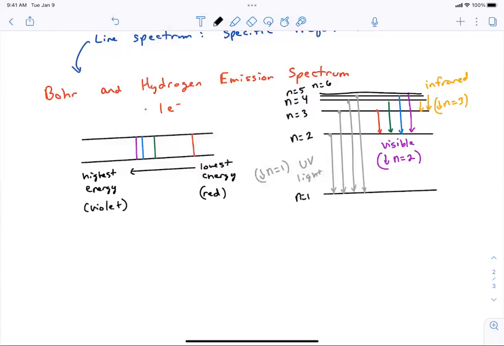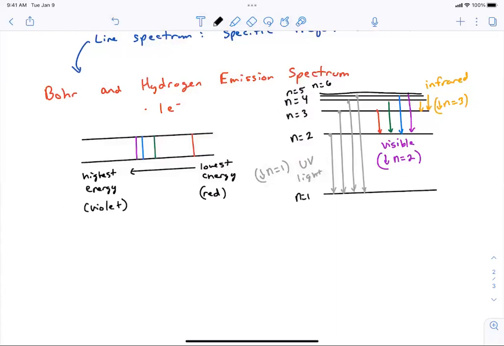You don't need to know the names of these series of lights. Like you might see them in textbooks and stuff like that. You don't need to know Balmer, Lyman, and Pascal. You just need to know that UV light is n equals 1, visible light is n equals 2, and then infrared light is n equals 3, jumping down to that level.